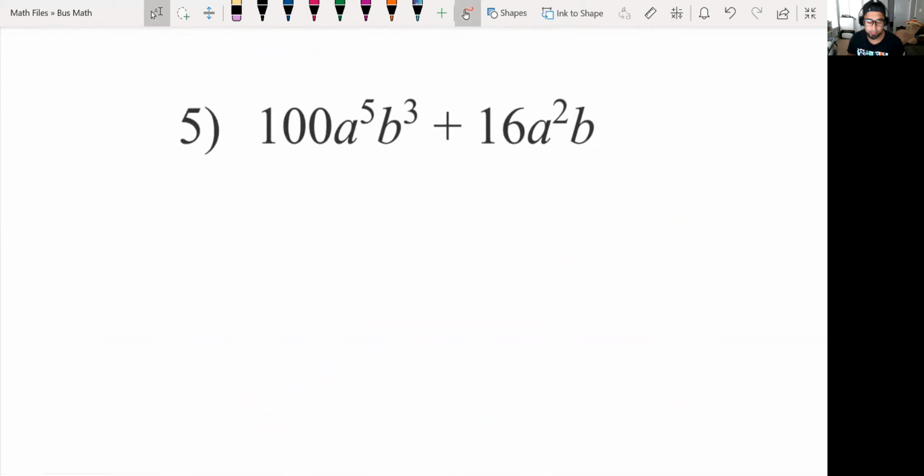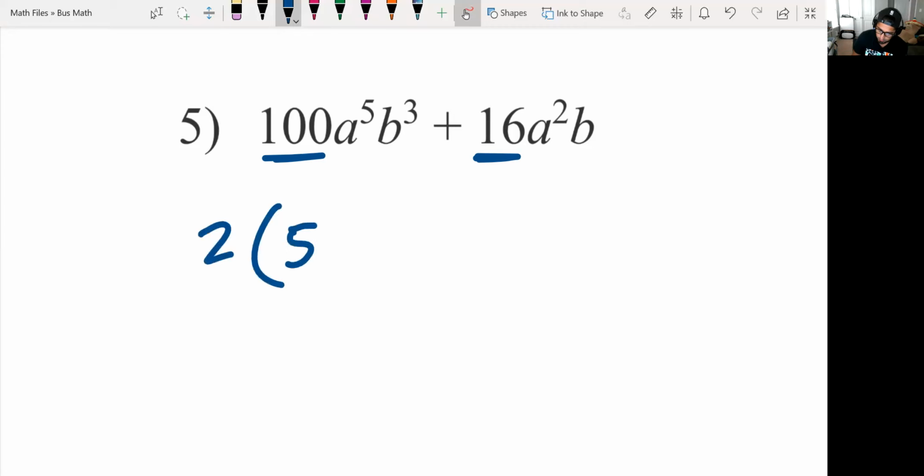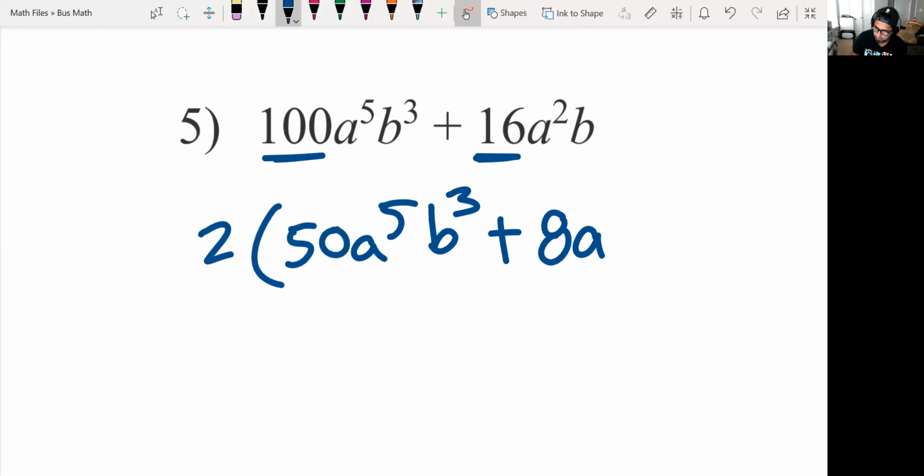Next one, still greatest common factor. So look at your numbers, 100 and 16. What number would they have in common? And if you said 2, that's perfect. We could start with 2, but remember, you can always go bigger. So let's say if you did choose 2, because they're both even numbers, right? If you chose 2, you'd get 50a to the 5th b cubed plus 8a squared b. And it's not a bad start to choose 2. If you have even numbers, go with the smallest number, 2.